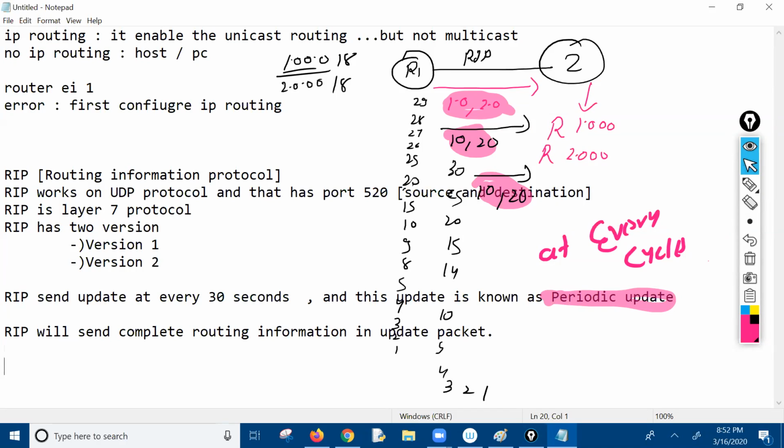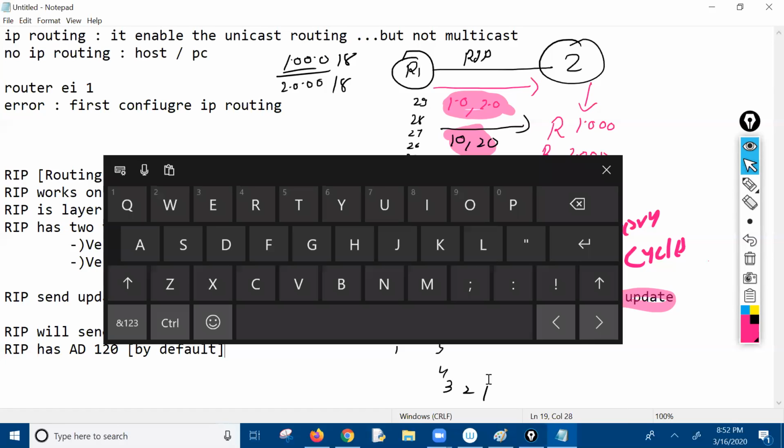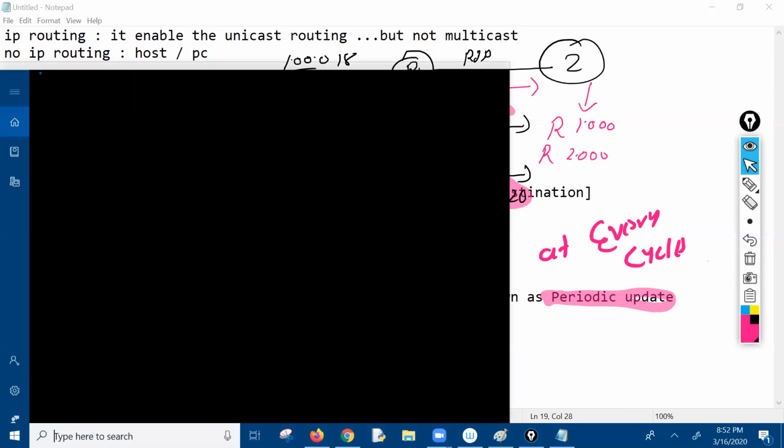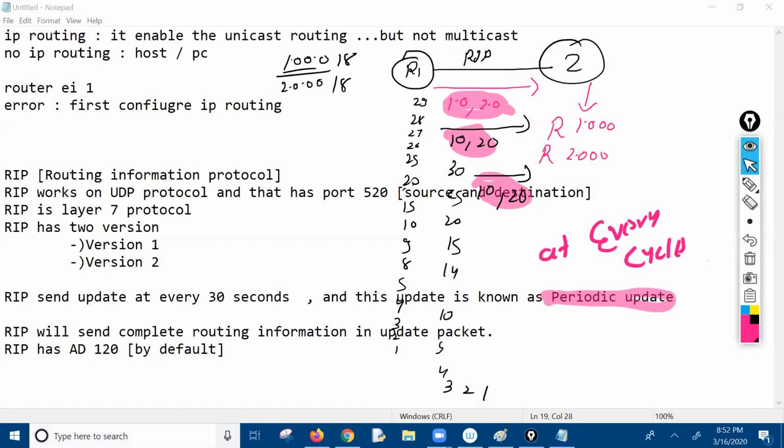Now, next thing, RIP has an administrative distance of 120 by default. By default means whenever I mention that word, we can change it. It's totally up to you, as the network engineer, to manipulate this thing. Okay, now one more thing, let me share this with you, just a minute.